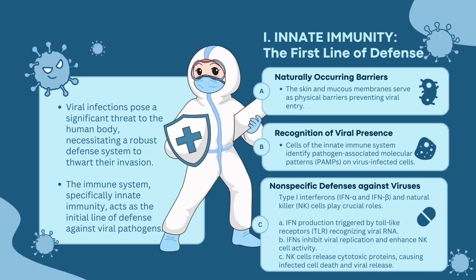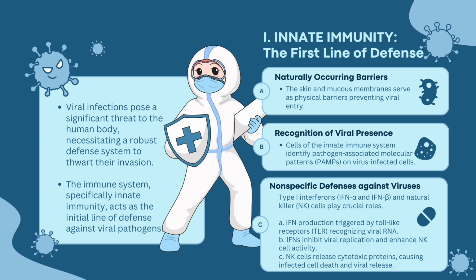Innate immunity, the first line of defense. We have naturally occurring barriers, which consist of the skin and mucous membranes that serve as physical barriers preventing viral entry. Next, we have recognition of viral presence. Cells of the innate immune system identify pathogen-associated molecular patterns, or PAMPs, on virus-infected cells.